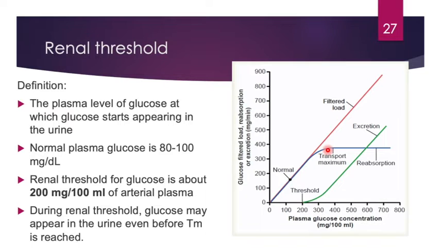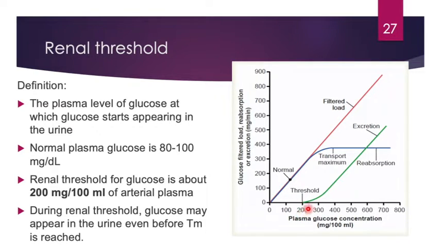But when transport maximum is reached, which is about 375 mg per minute in men and 300 mg per minute in women, the reabsorption process will stop because all SGLT2 are occupied with glucose. The green line represents glucose excretion. If plasma glucose concentration reaches 200 mg per 100 ml of plasma, this means that the renal threshold has been reached. So therefore, glucose will start to appear in the urine.